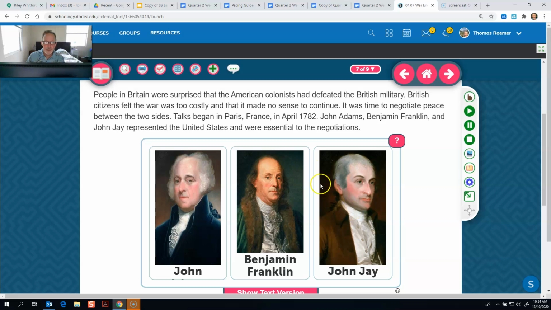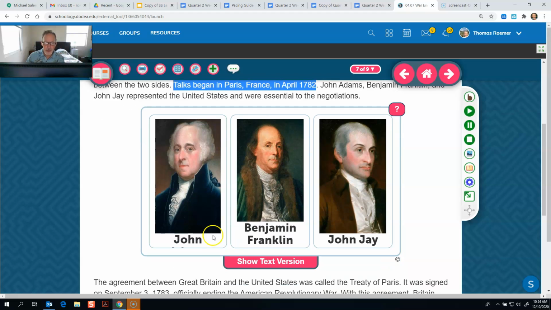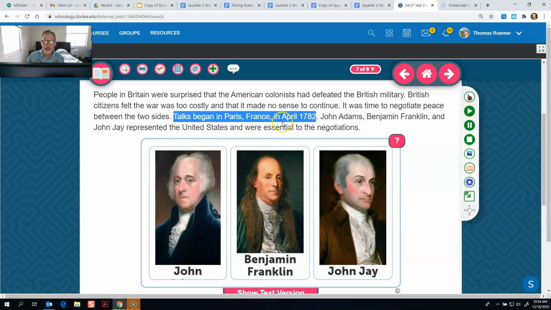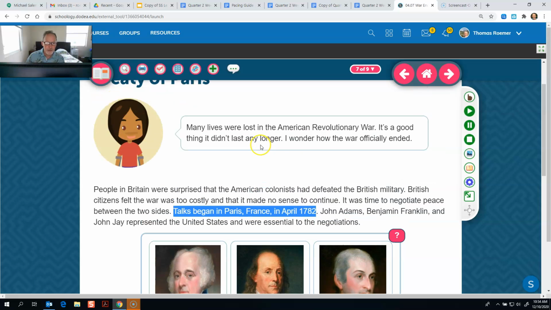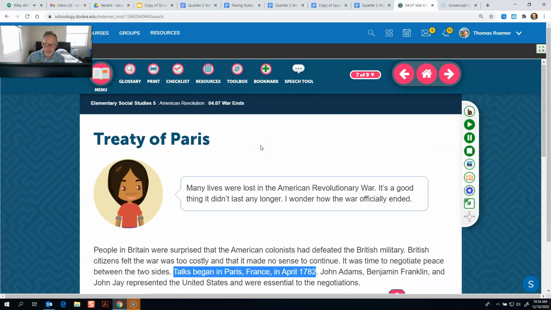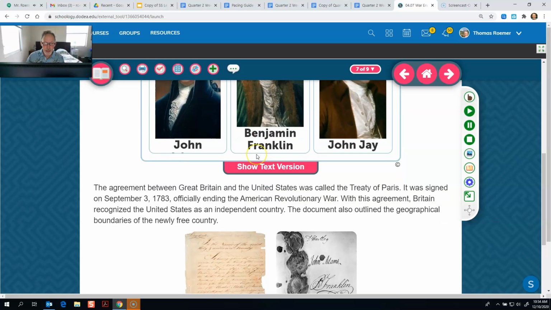Now, you got a Treaty of Paris. So what happens is England, so Britain, got together with the representatives who were these three gentlemen right here, John Adams, Ben Franklin, and John Jay. And they met in Paris in April 1782. Okay, they probably met in Paris because it's not one of the countries, and then they negotiated a treaty. Okay, and it was the Treaty of Paris. Okay, so you can see these three gentlemen right here.